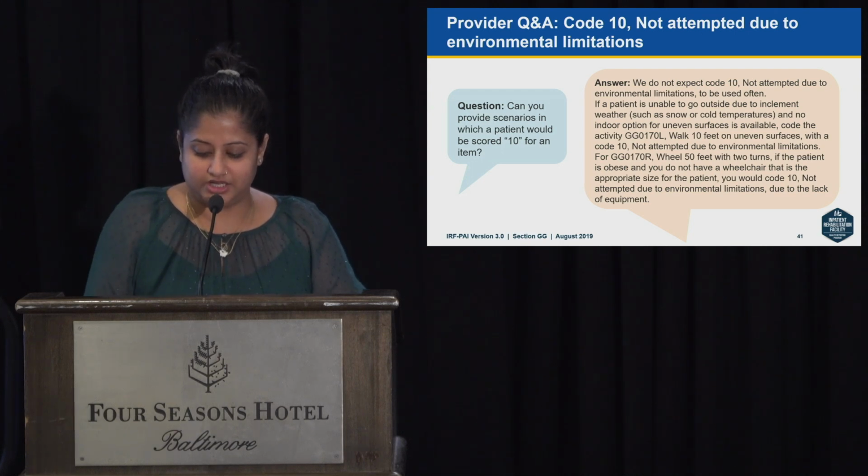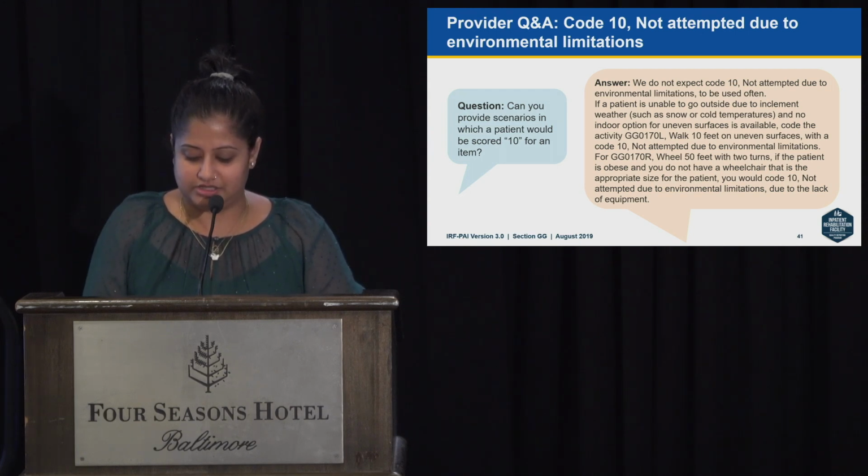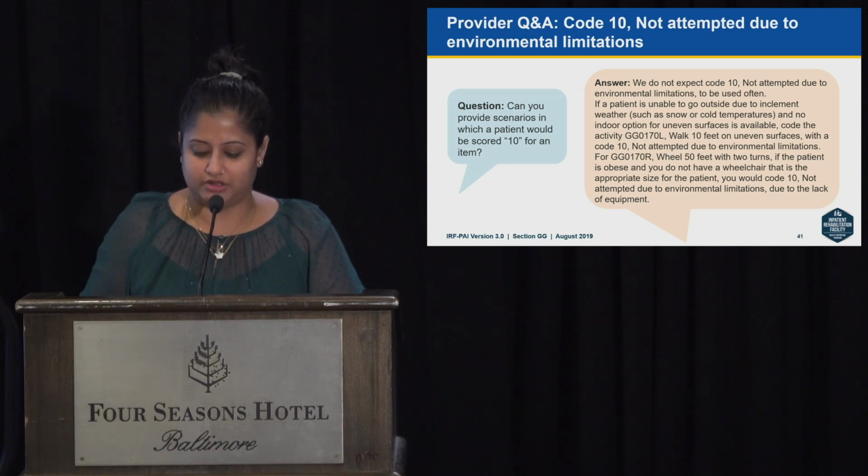If a patient is unable to go outside due to inclement weather, such as snow or cold temperatures, and no indoor option for uneven surfaces is available, code GG0170L, walk 10 feet on uneven surfaces, with code 10, not attempted due to environmental limitations. For GG0170R, wheel 50 feet with 2 turns, if a patient is obese and you do not have a wheelchair that is the appropriate size for the patient, you would code 10, not attempted due to environmental limitations due to the lack of equipment.